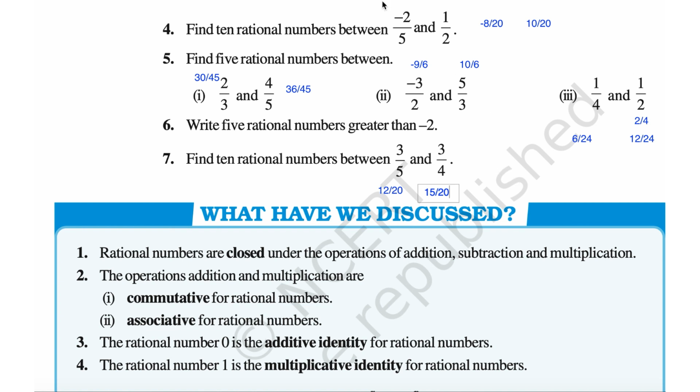So multiply with 4 on both numerator and denominator. 3 by 5 can be written as 48 by 80, and 3 by 4 as 60 by 80. 11 can be written in between these two: 49 by 80, 50 by 80, 51, 52, 53, 54, 55 up to 59.